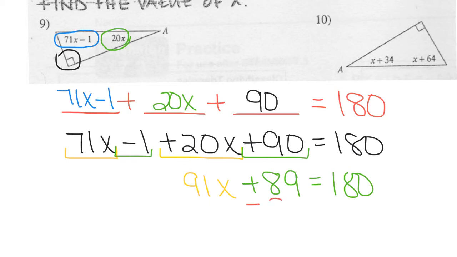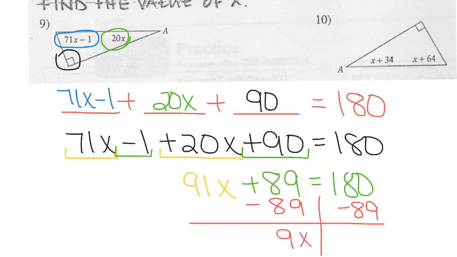First thing we're going to do is we're going to subtract 89 from both sides of our equation and find out that now we have 91x is equal to 91. Now we're going to divide both sides of the equation by 91, and we find out that x is equal to 1.